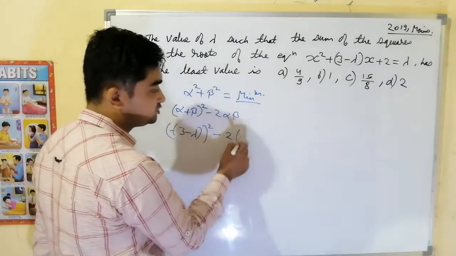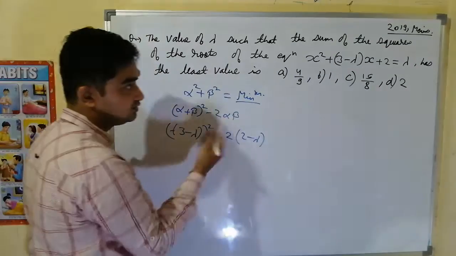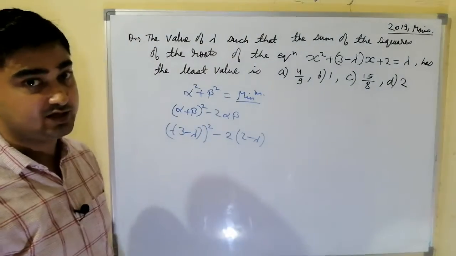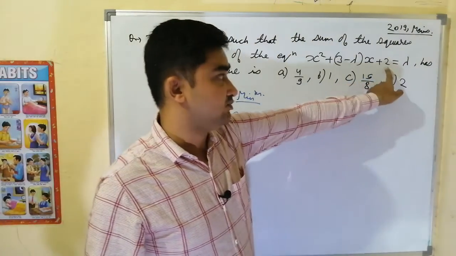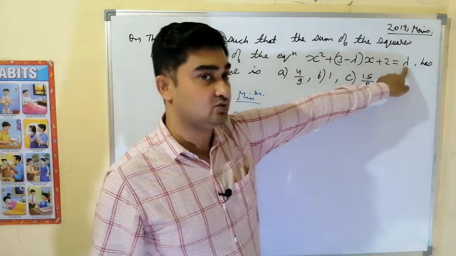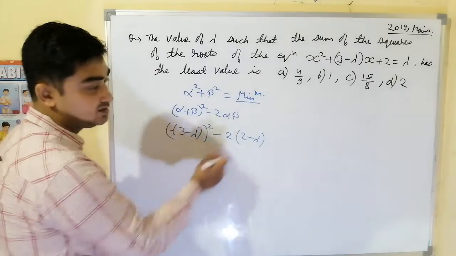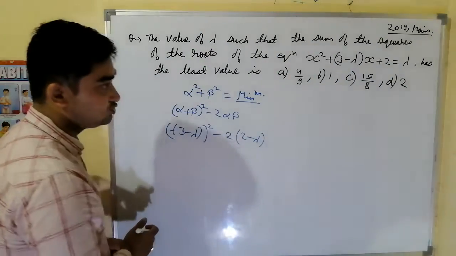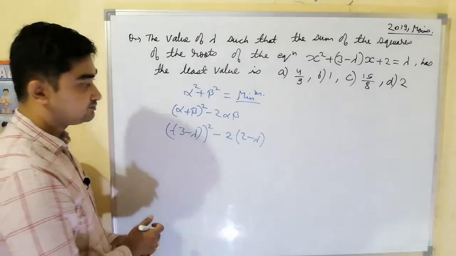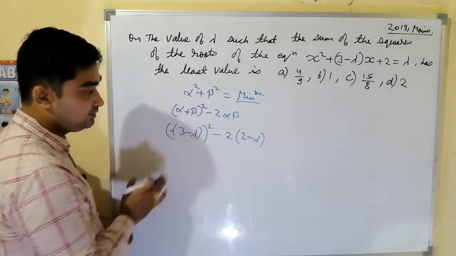What is the product of the roots? 2 minus lambda divided by 1. We can bring lambda to the left hand side. It will become 0. So the constant part is 2 minus lambda. So the product is 2 minus lambda divided by 1. So this thing should be minimum.